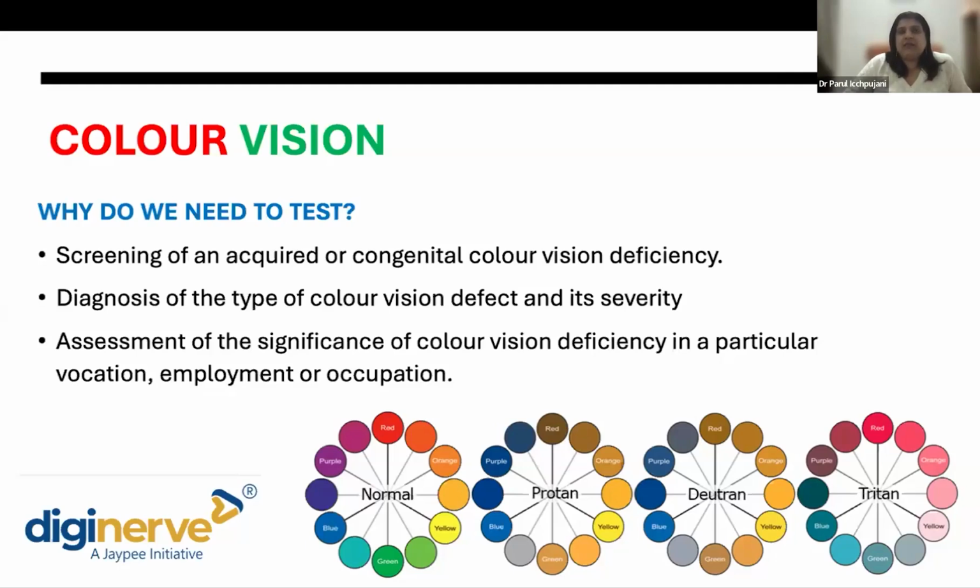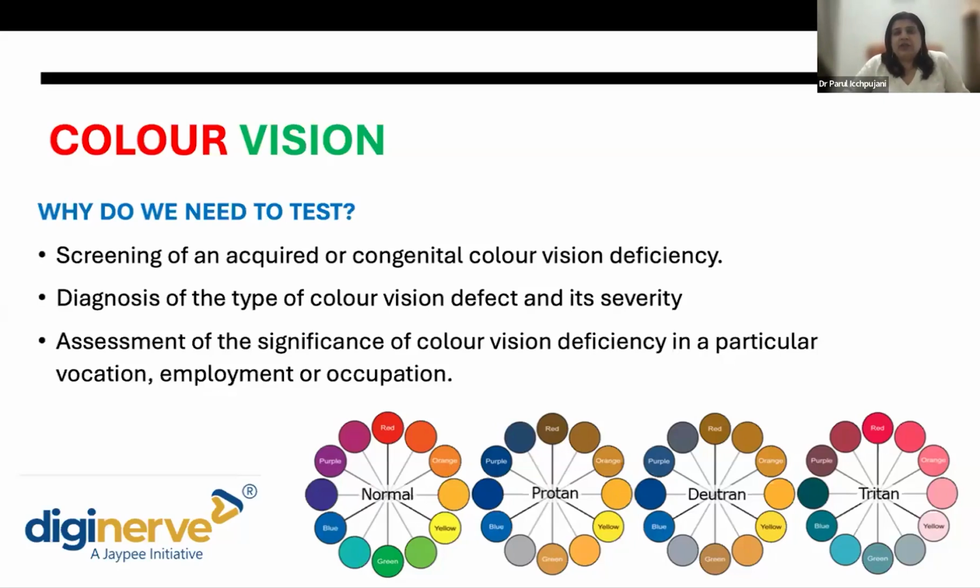For example, it's very important for a locomotor train driver to see red and green, the signals properly. Similarly, for aviators also, it's very important. For doctors, for surgeons especially, you have to be able to differentiate between blood and bile.